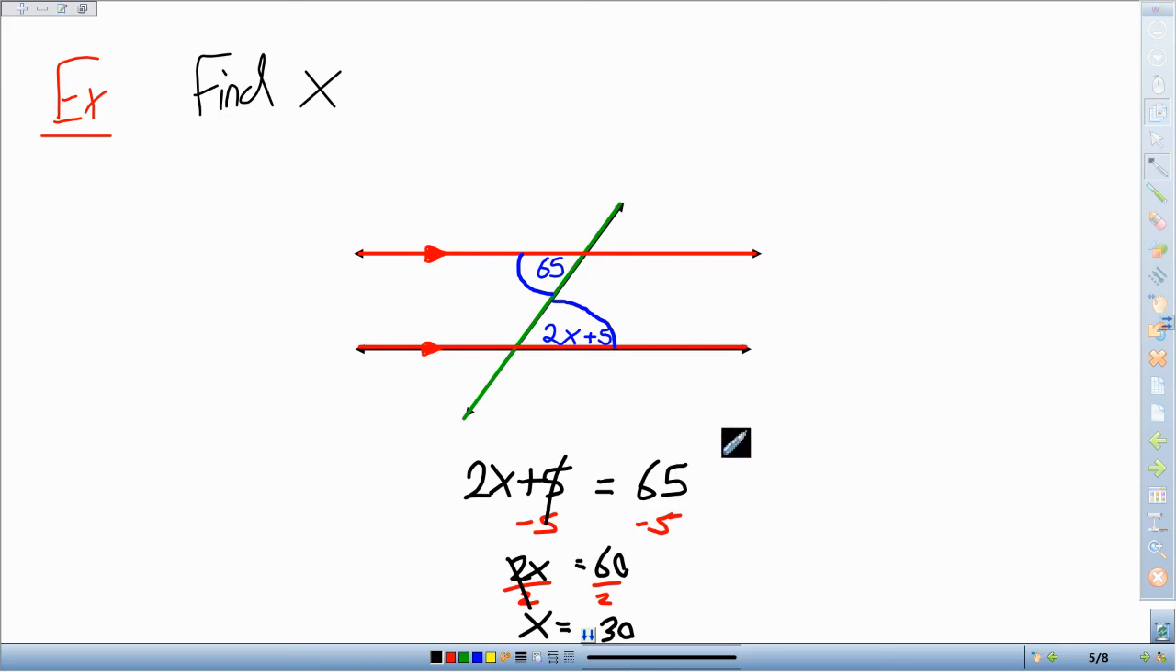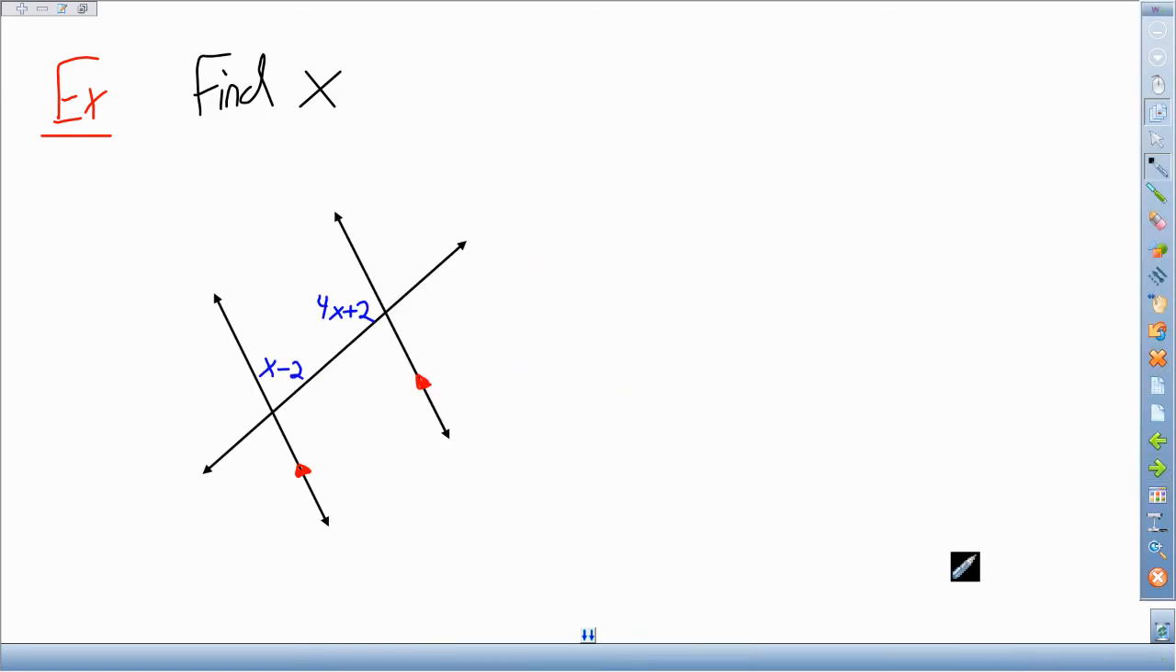Okay, quick bonus question without even doing the math. If I were to plug 30 back into this angle, what would its measure be? What do you think? Okay, yeah, without doing the math, we would know if this is 65 degrees, this is 65 degrees, right? All right, let's try another together, and then I'll have you guys try one on your own. Okay, so go ahead, copy this problem, we'll do it together.